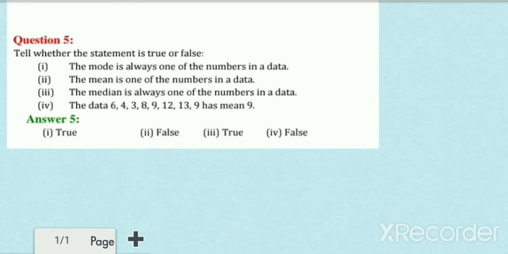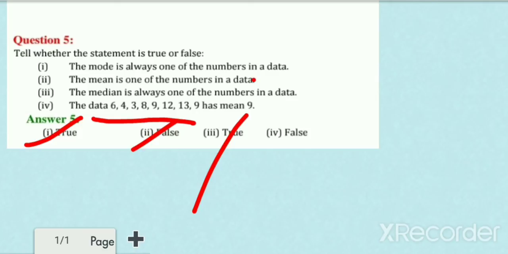Now question number 5 is true or false. The mode is always one of the numbers in the data. Yes, this is true. The mean is always one of the numbers in the data? This cannot be, because the mean is the sum of all numbers upon total numbers, so this is false. Third, the median is always one of the numbers in the data. Yes, because the median is the number which is between the given numbers, so this is true. Now the fourth, the data has mean 9. You can check the sum of all numbers upon total numbers. We are not getting 5, so this is false.